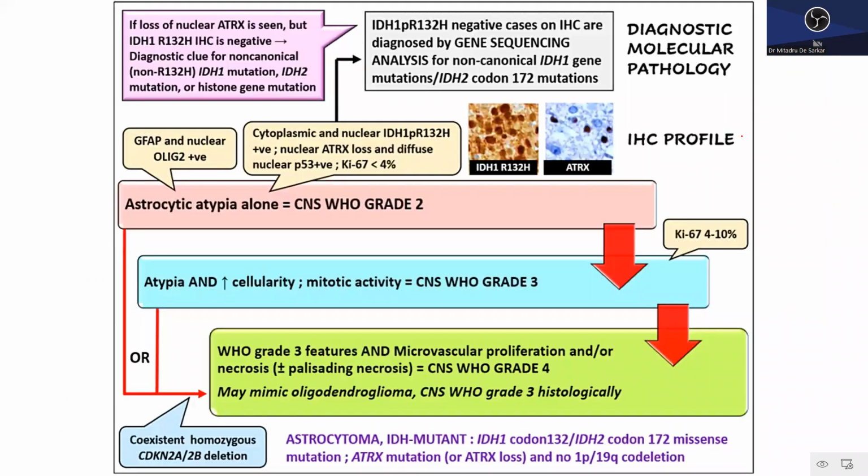So this is the snapshot of the IDH mutated astrocytomas. If you have just astrocytic atypia, it will be grade 2. If you have increased mitotic activity, it becomes grade 3. And if you have the grade 3 features in combination with findings like microvascular proliferation and/or necrosis, it becomes grade 4.